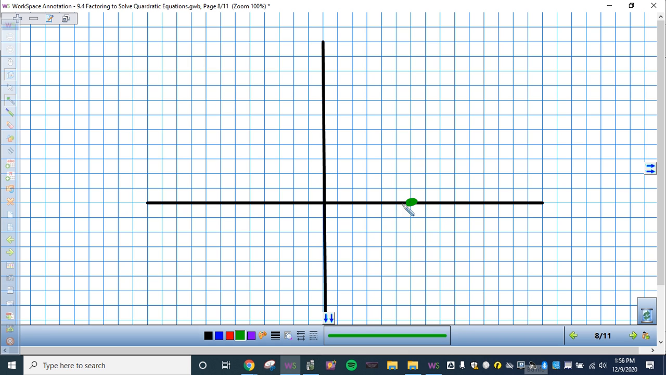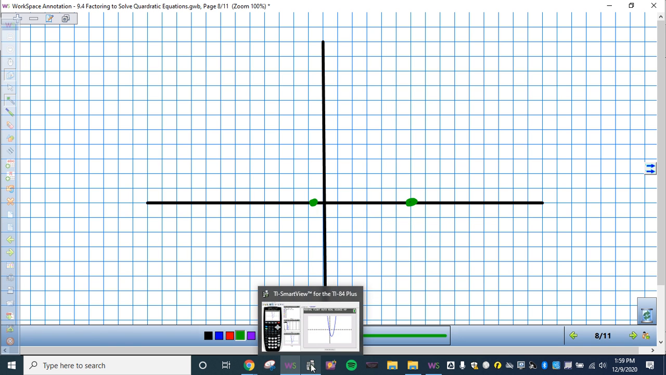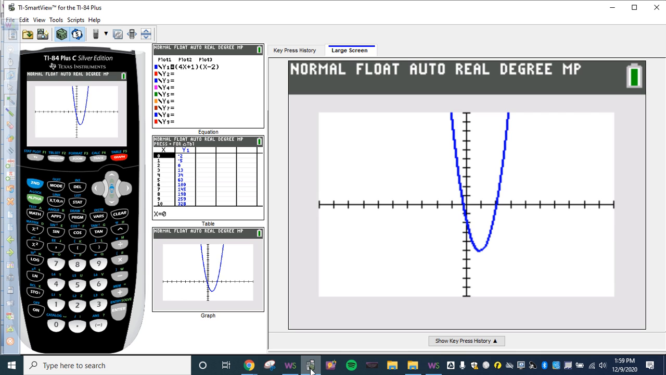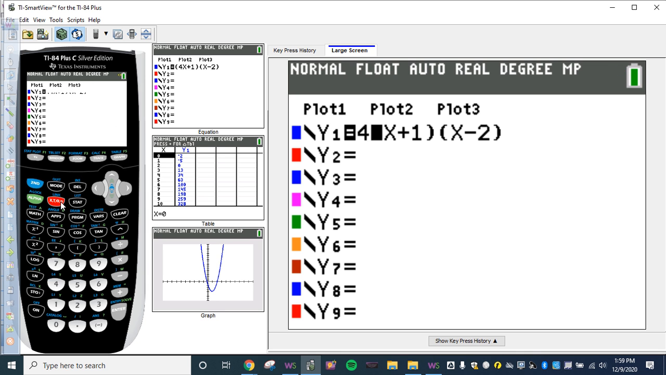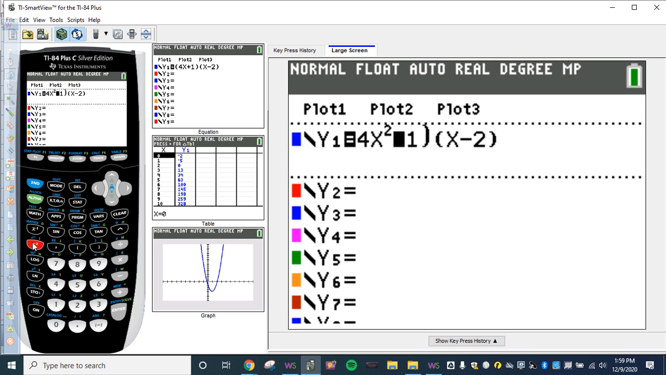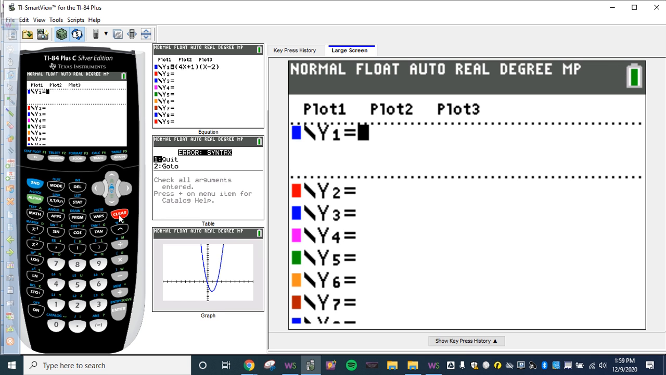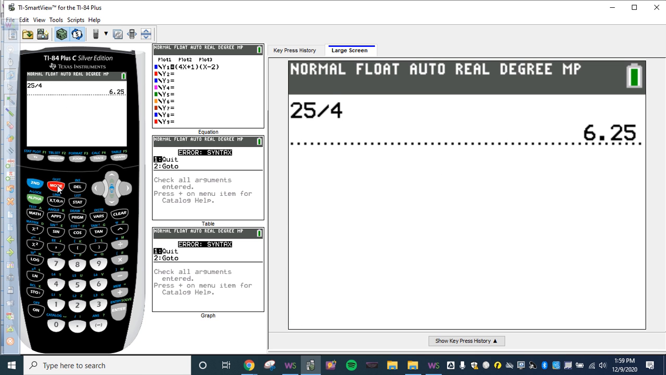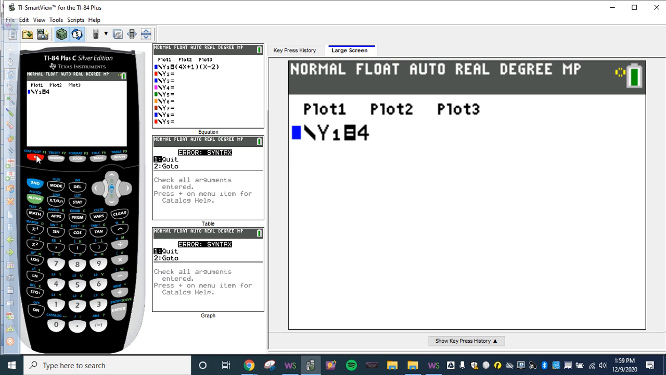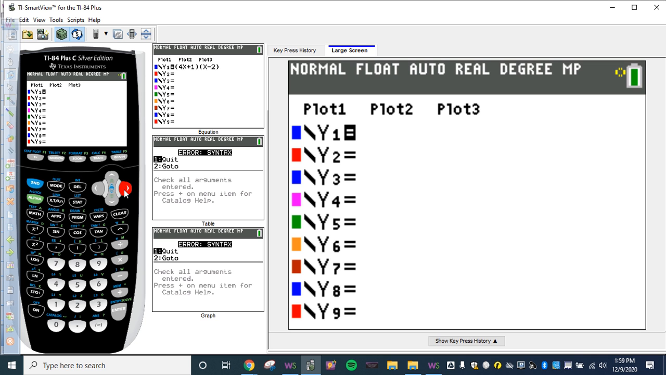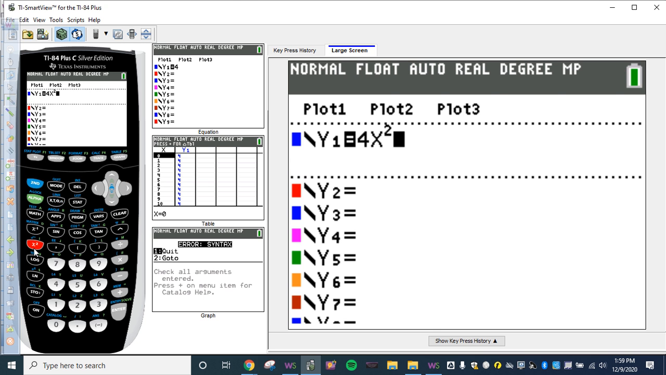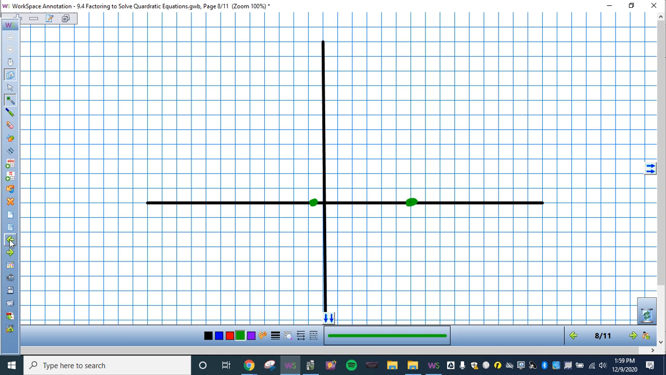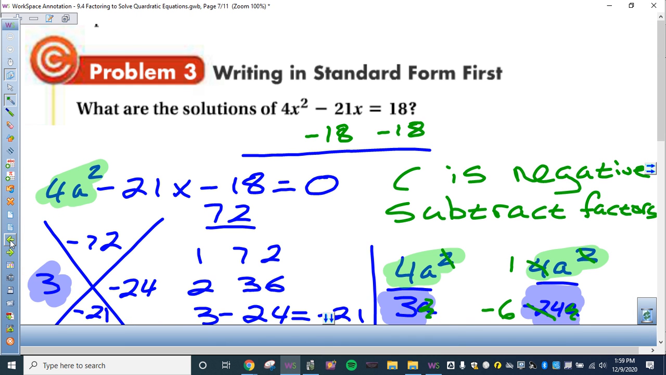Just make a dot there. And then negative 3/4 would be about there. We know it's right side up. So 0, I'm going to put it in here too. So when you have a leading coefficient, that's what will kind of screw up. Here we go. So 4x squared minus 21x minus 18.